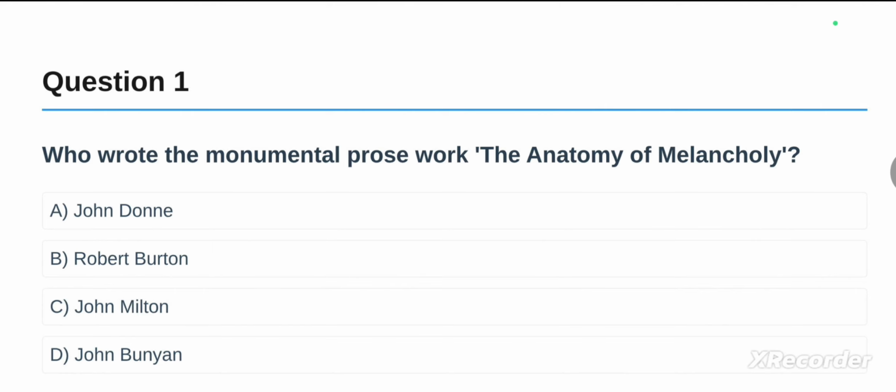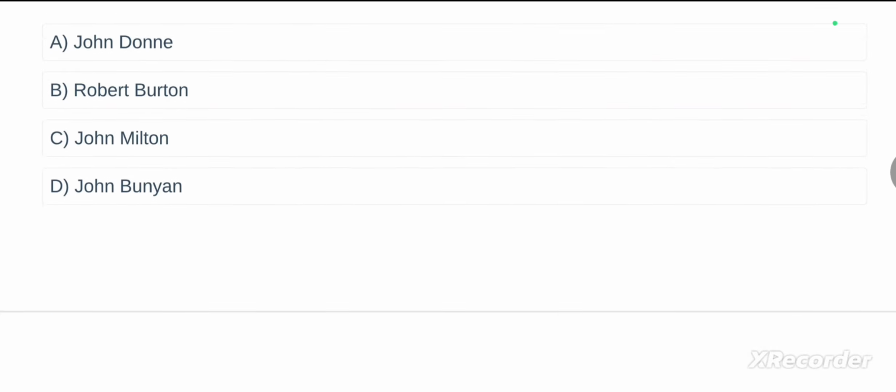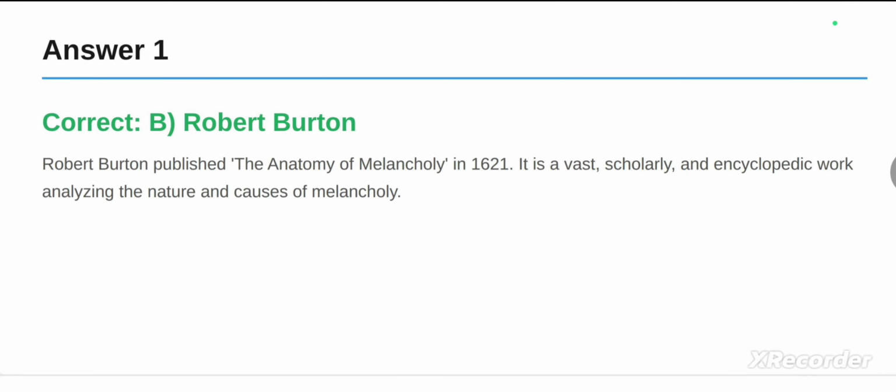Who wrote the monumental prose work, The Anatomy of Melancholy? And the answer is Robert Burton. This work published in 1621 and it is a vast scholarly and encyclopedic work analyzing the nature and causes of melancholy.